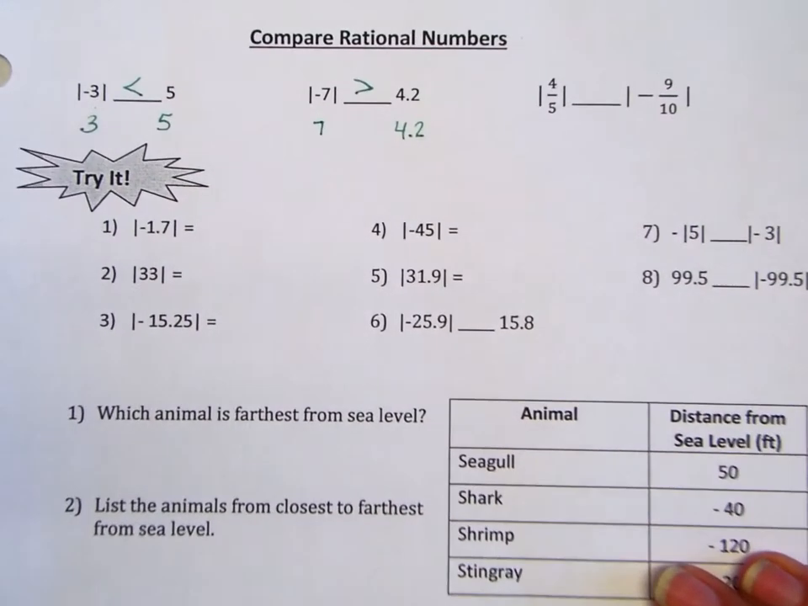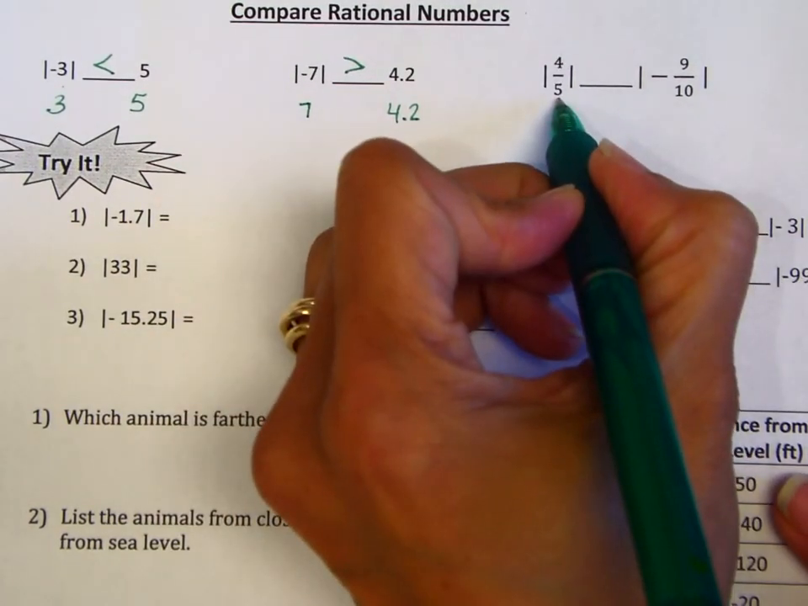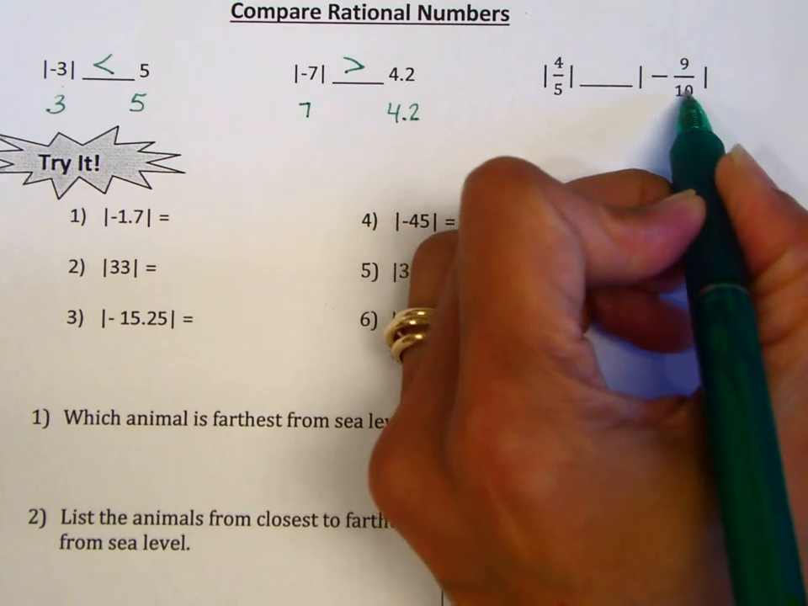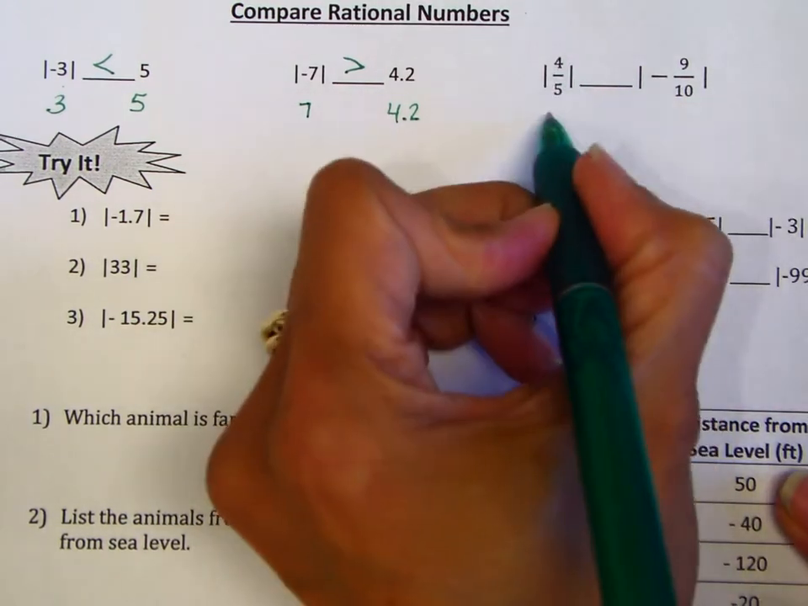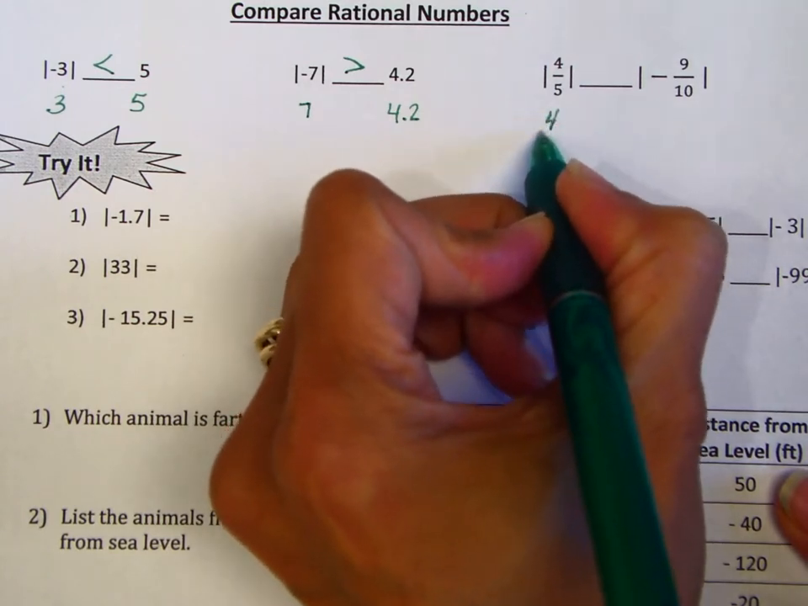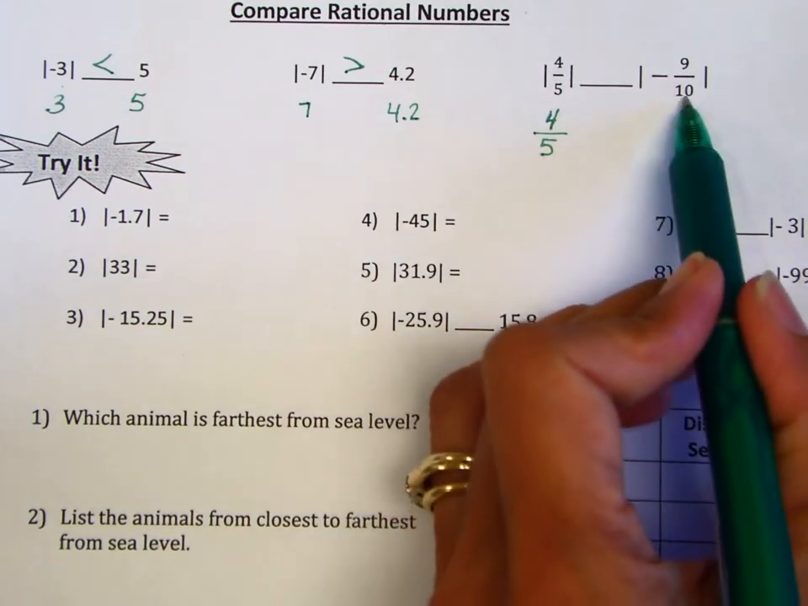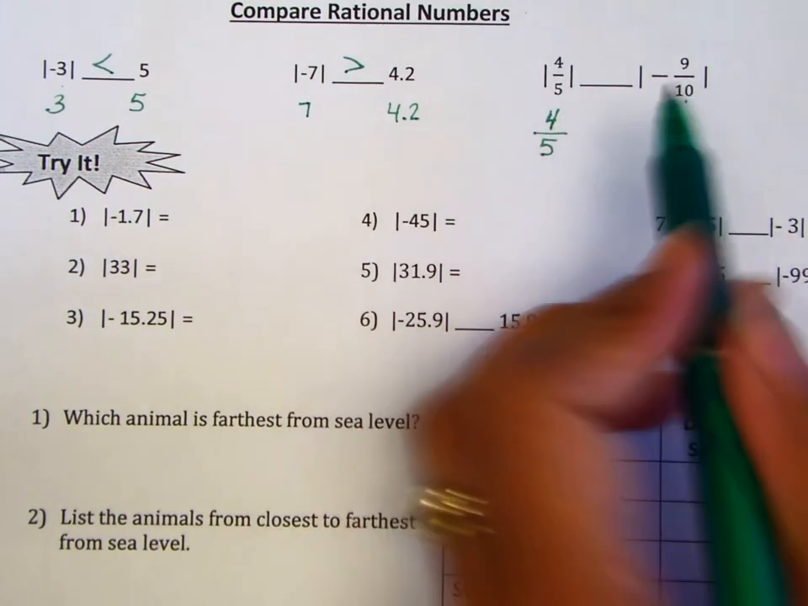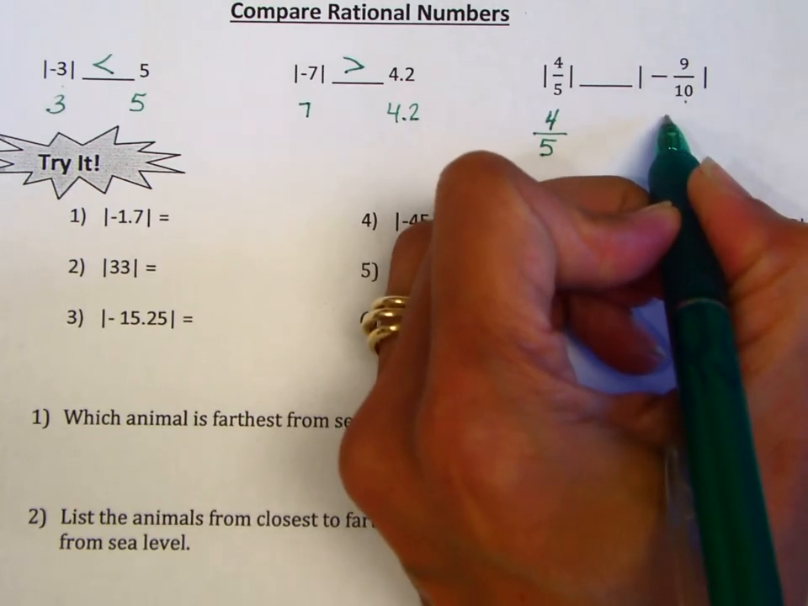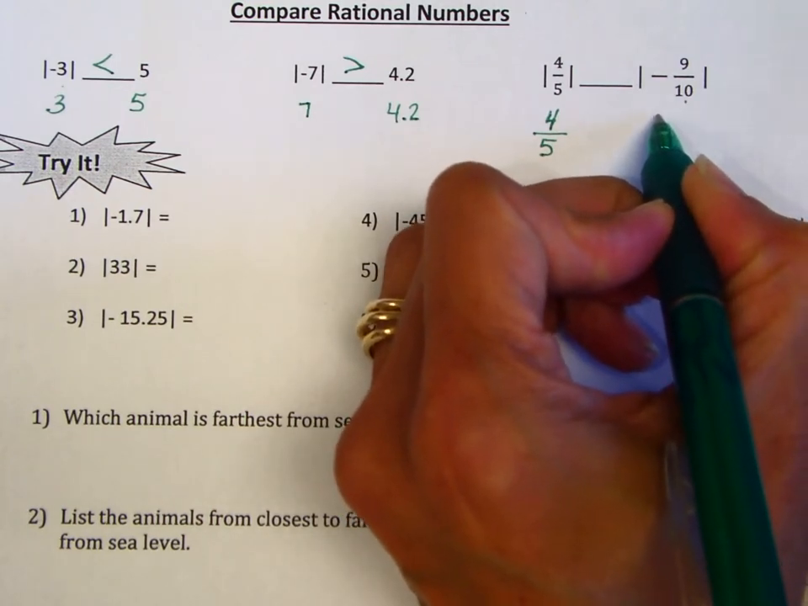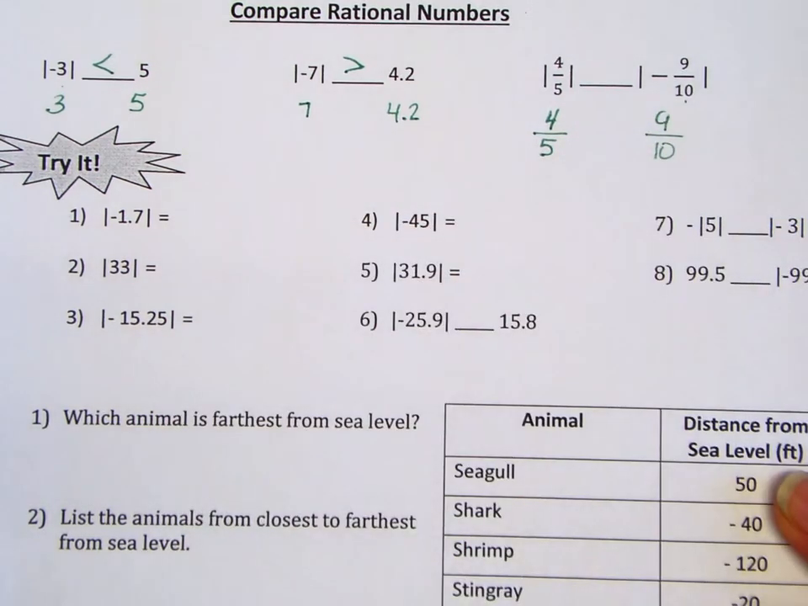Let's try 4.5, or actually 4/5, and negative 9/10. The absolute value of 4/5 is 4/5. I know we've been working on conversions, but there's no need to convert it into a decimal because this is already in a fraction. So we could compare fractions to fractions. The absolute value of negative 9/10, how far is negative 9/10 from 0? It is 9/10 units away.